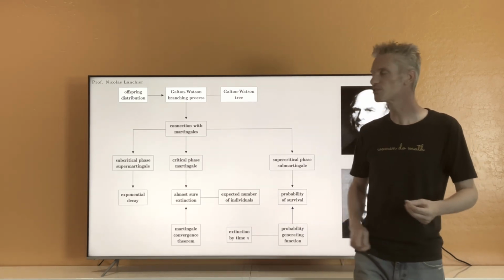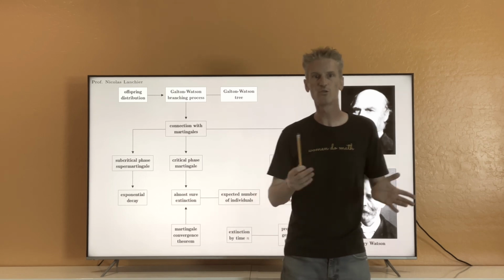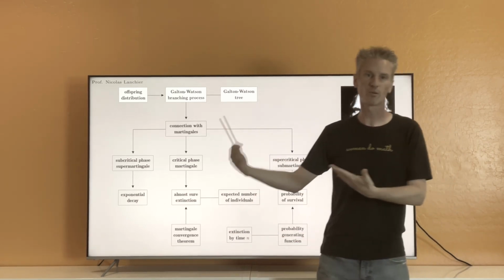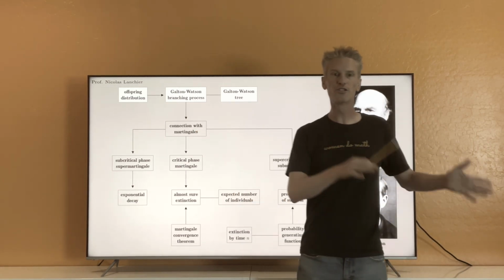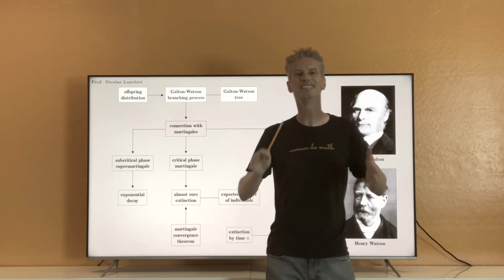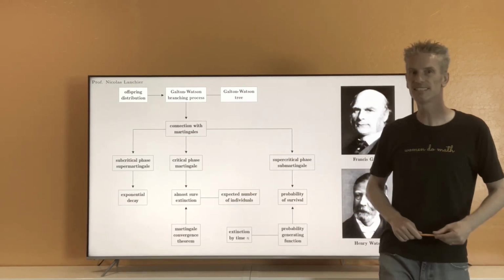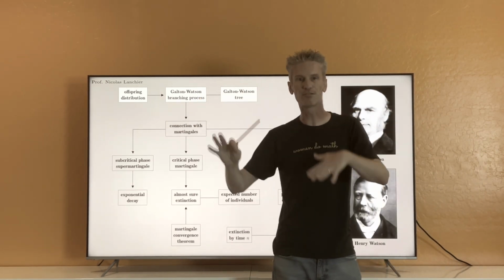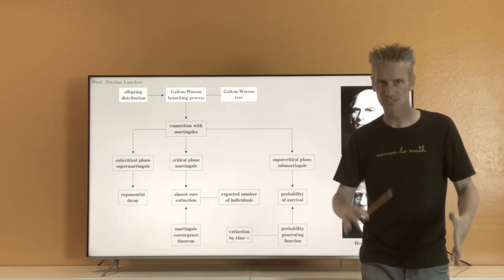The offspring distribution is basically a discrete random variable with values in the natural numbers that describes the random number of offspring per individual. The process also assumes some kind of homogeneity and independence across space and time, in the sense that the offspring distributions attached to different individuals are independent and identically distributed.